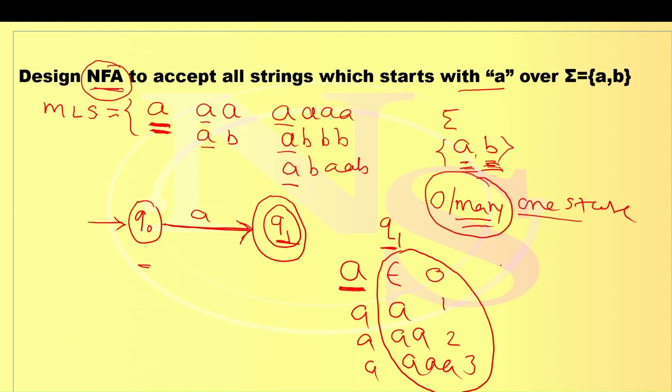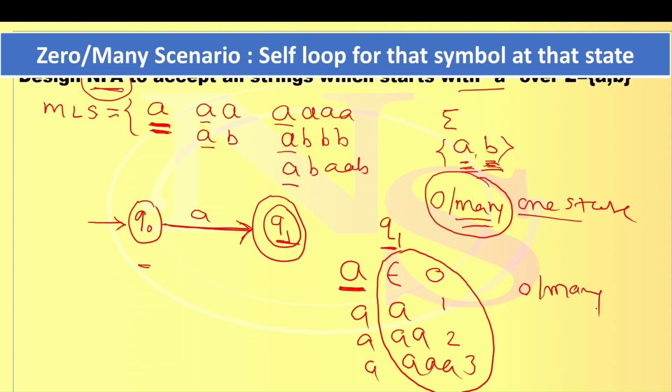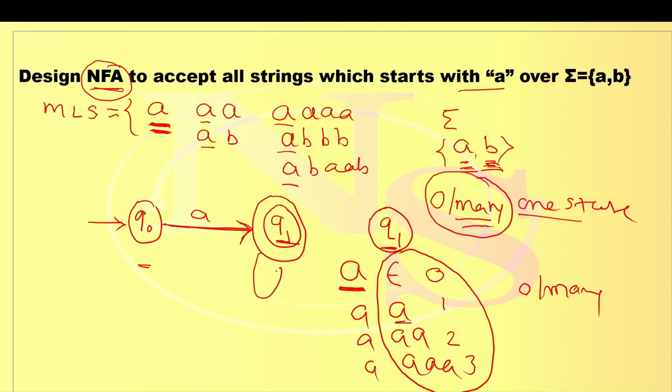I have explained this in the last videos. So zero or many means what? Self loop. At which state? Q1. For which symbol? A. So at Q1 I can give the self loop for A. What's the conceptual meaning? The string is starting with A, and after that many A's can come: 3 A's, 1 A or 2 A's or no A's. That's the reason I am giving the self loop here.